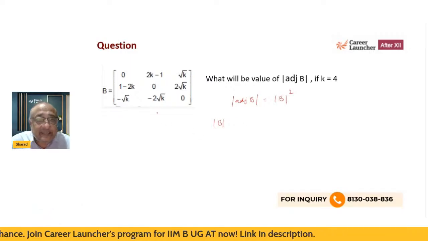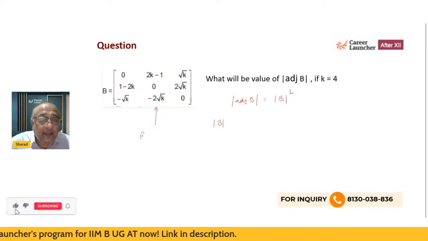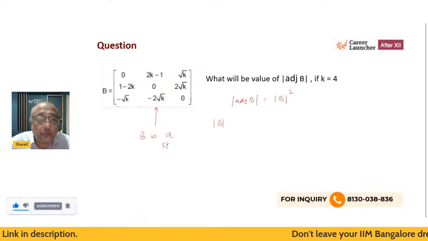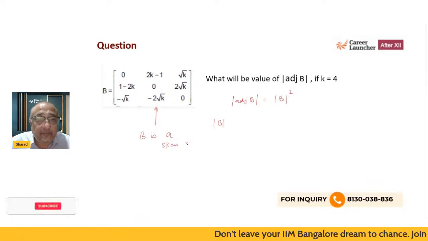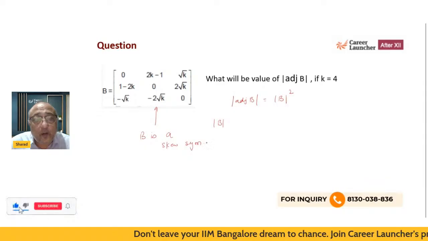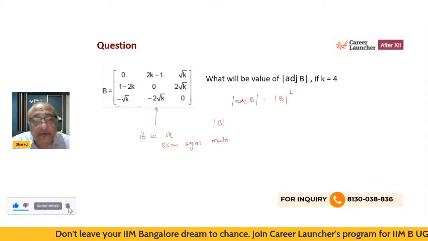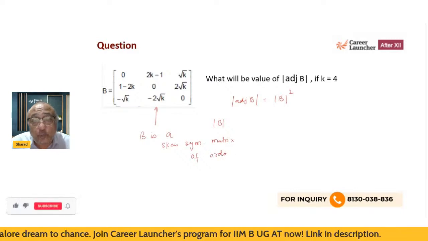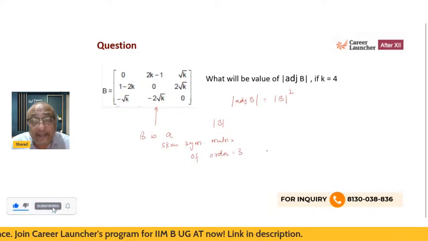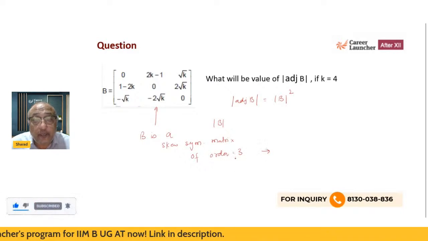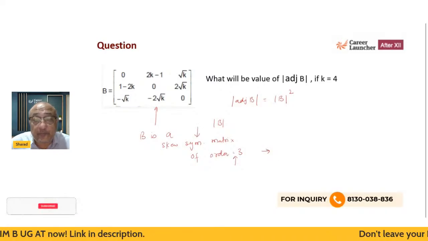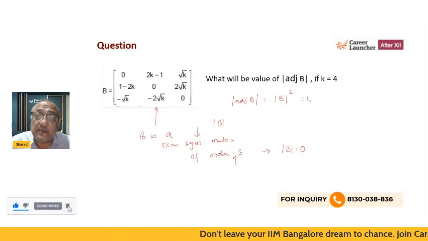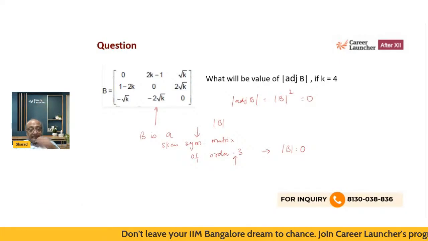But look at this. B is what kind of a matrix? Skew symmetric matrix. And what is the order of this matrix? Skew symmetric matrix of order 3. Have I told you initially that if you have an odd order and you have a skew symmetric matrix, determinant of B will be equal to what? 0. So this answer is equal to 0. है ना मजेदार क्वेश्चन ये?